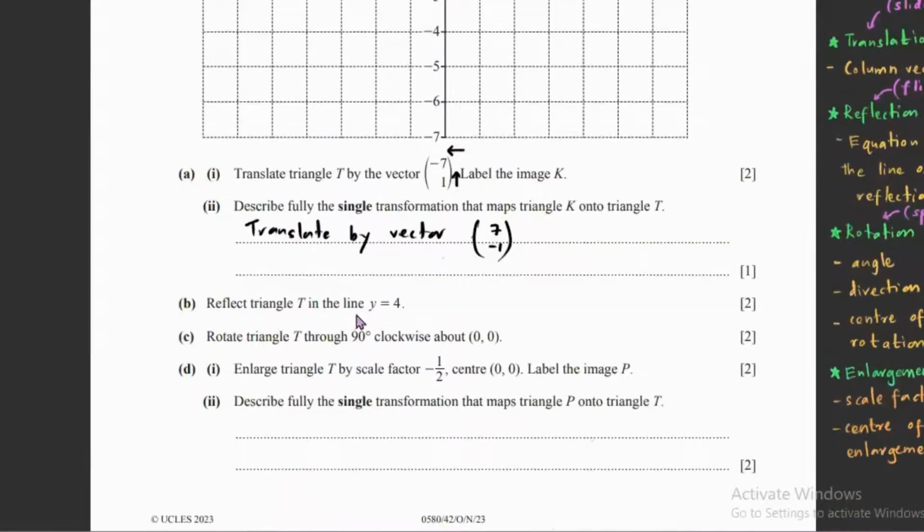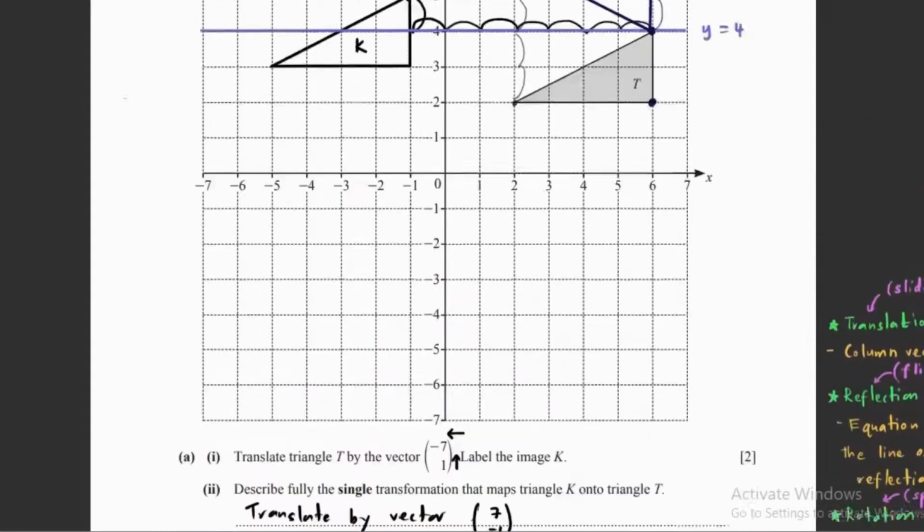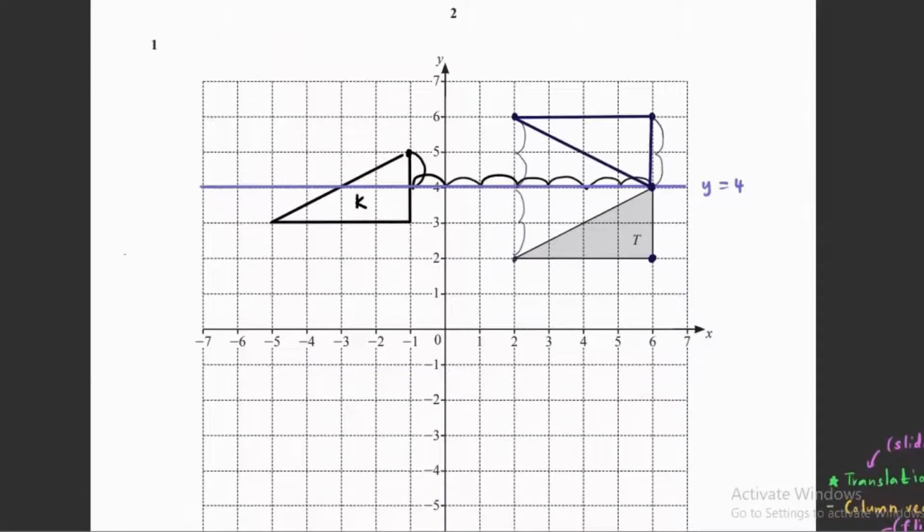Let's move on to part C. Rotate triangle T through 90 degrees clockwise about 0, 0. So we need to rotate this triangle T 90 degrees clockwise. So when we do rotation, we are going to make use of a tracing paper. So we will have to place the tracing paper on the grid. And at the beginning itself, on the tracing paper, after you place it on the grid, you can make a small mark like this at the top so that it's easier for us to understand how the image will look after a rotation. Maybe it could be 90 degrees, 180 or 270.